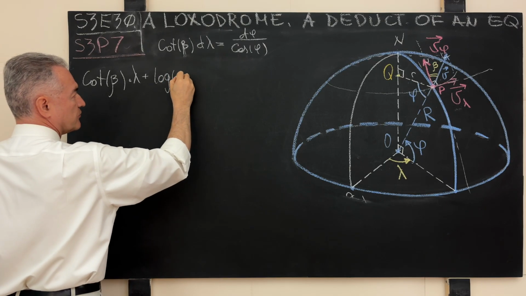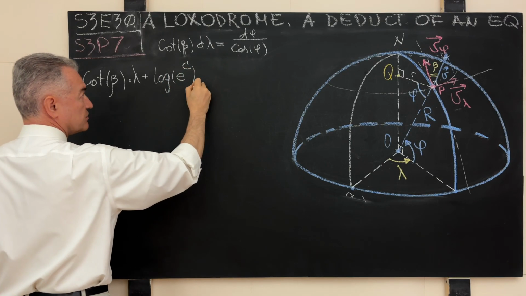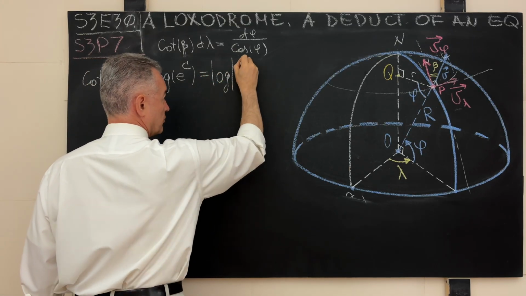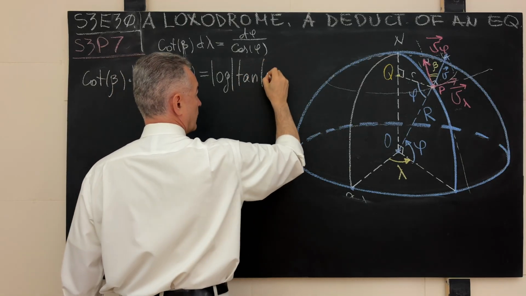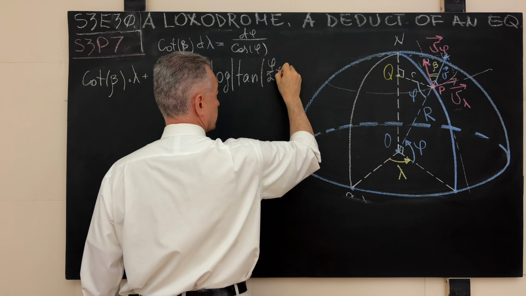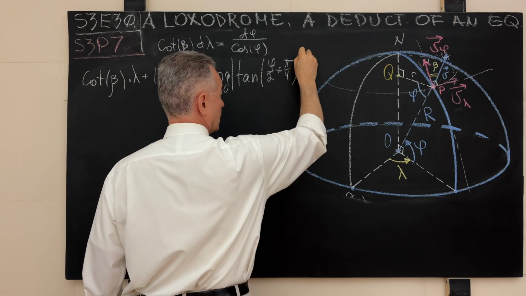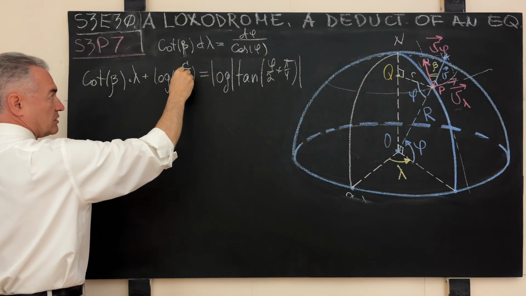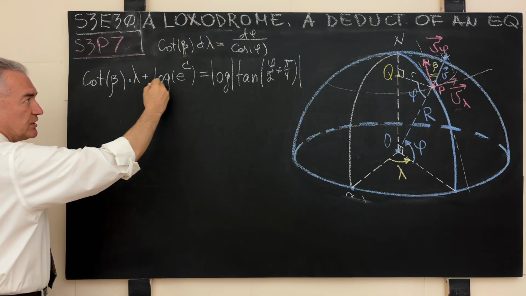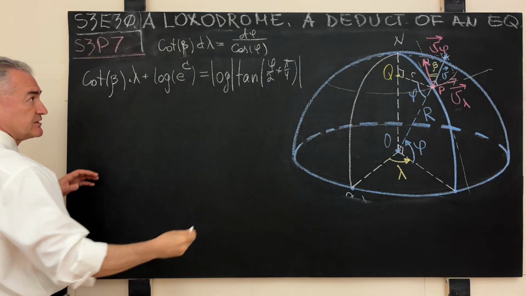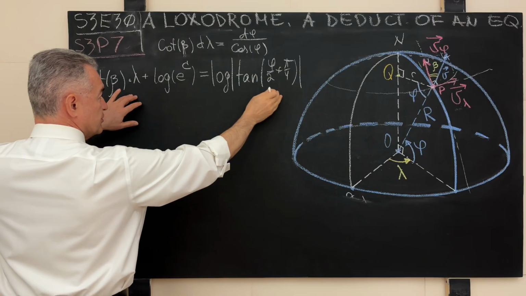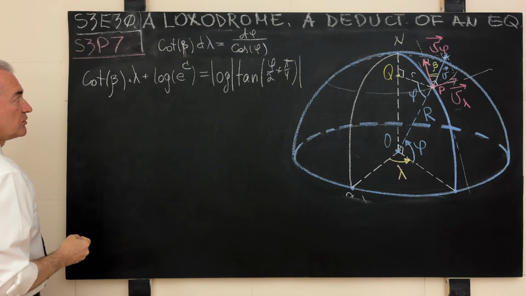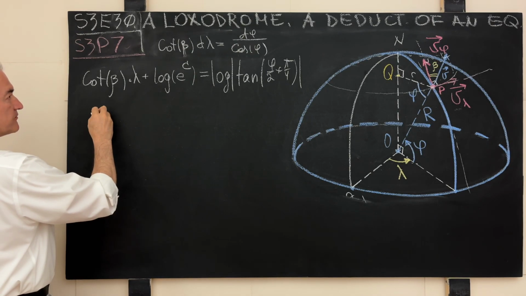Natural logarithm of e raised to the power of c, the constant, is equal to the natural logarithm of the absolute value of tangent of latitude half plus pi over 4. We absorb this constant into this constant, we raise it into the power, use it as a power for e, take the log, and when we exponentiate this relation, or use each side as the power of the base of the natural logarithm e, we will have essentially the following result.